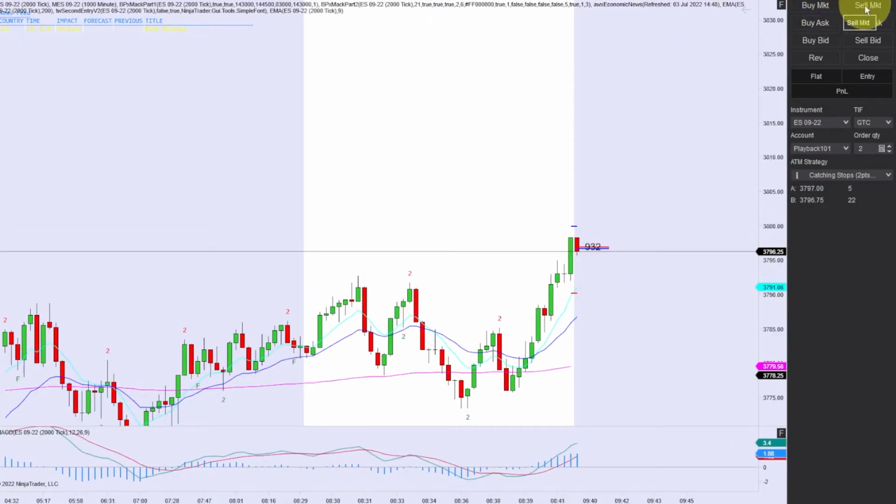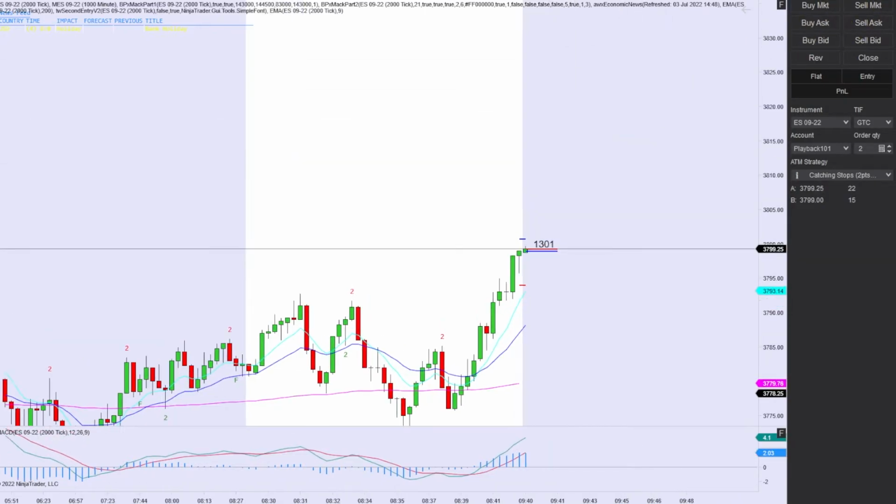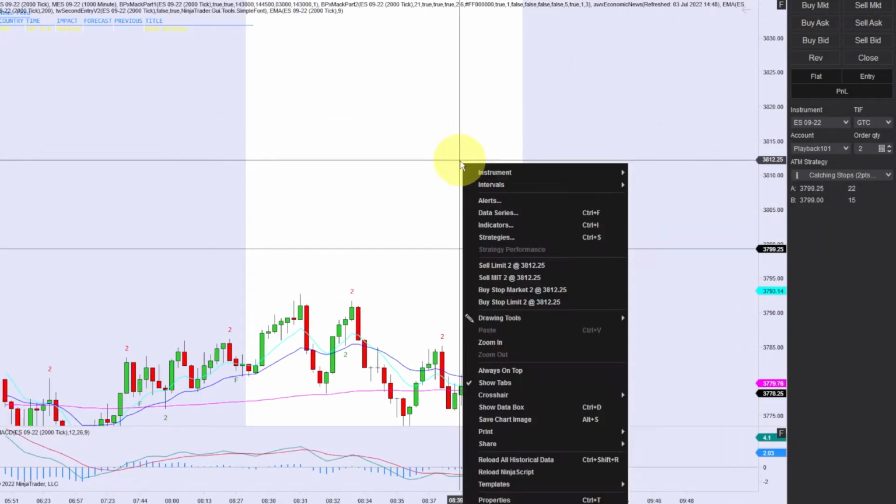Now those are buy and sell market orders. Actually, let me pause it once again here. So when you right click, you've got some options here. You got sell limit orders, you got buy stop market orders, buy stop limit orders. I believe this one stands for market if touched orders. I don't really mess with these, but I specifically trade with limit orders. So whether it's a stop limit or a sell limit, that's what I'm really trading with.